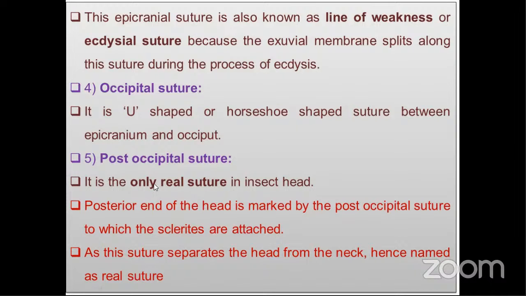Next, post-occipital suture. It is the last suture, and we call it the only real suture, because this suture separates the head from the neck region. It marks the posterior end of the head.